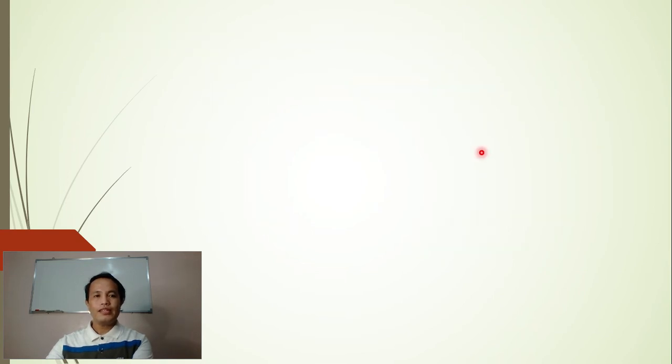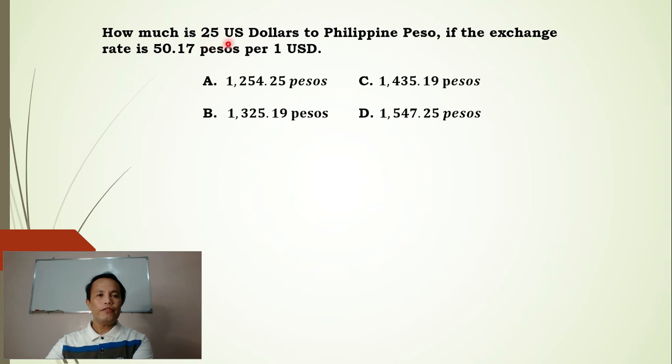Now, next example. How much is 25 US dollars to Philippine peso if the exchange rate is 50.17 pesos per 1 US dollar? So we have letter A, 1,254.25 pesos. Letter B, 1,325.19 pesos. Letter C, 1,435.19 pesos. Letter D, 1,547.25 pesos.